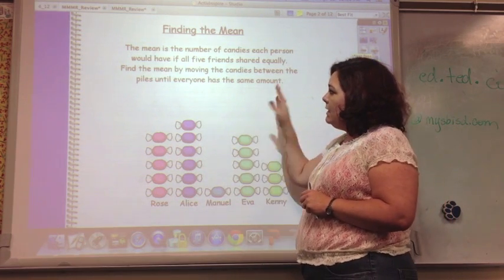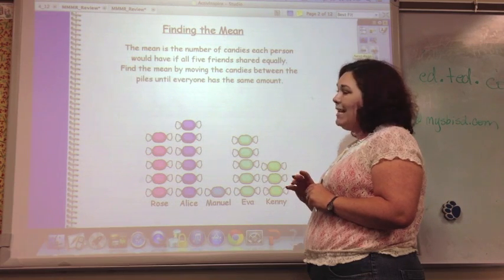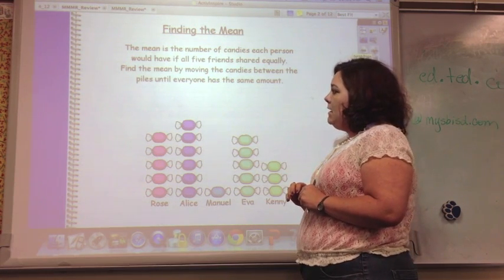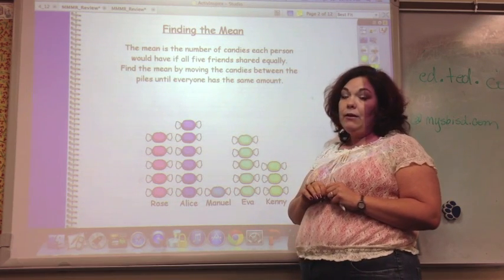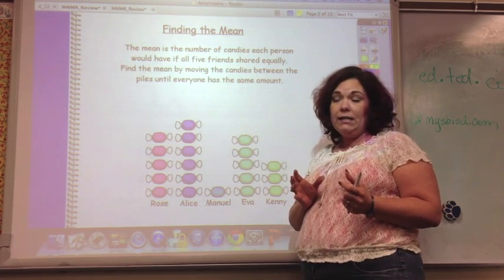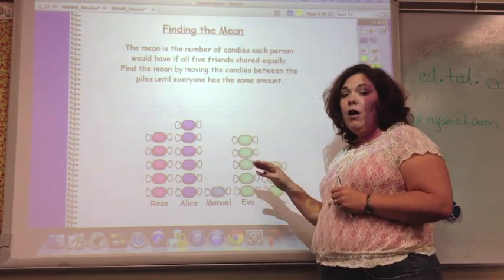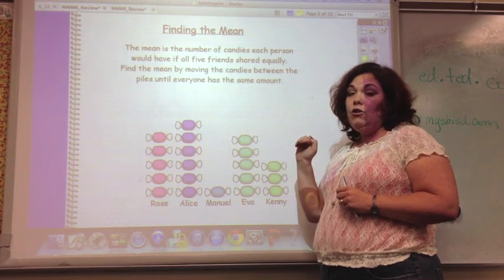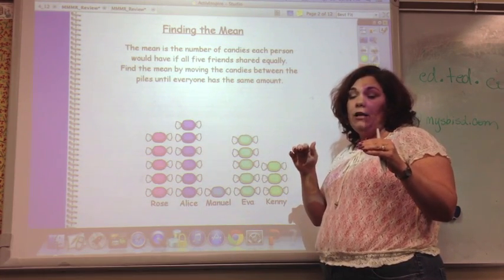It says mean is the number of candies each person would have if all 5 friends shared equally. Find the mean by moving the candies between the piles until everyone has the same amount. Now this is how you're going to find the mean on the test. You're going to be given some kind of picture, some kind of graph of information, and you need to even it all out. And this is to find the average, okay?